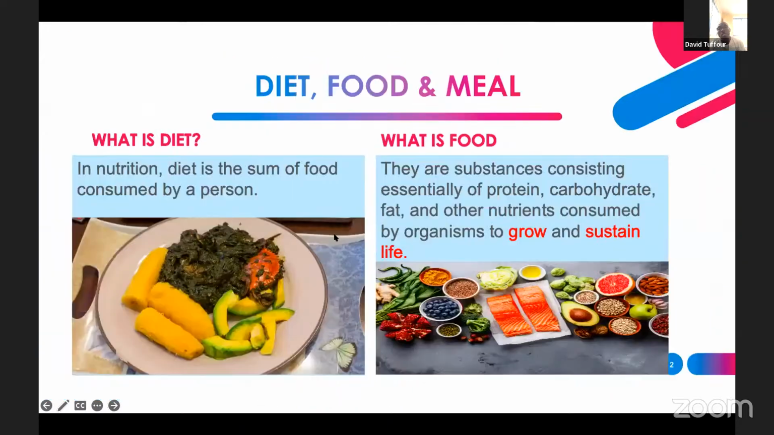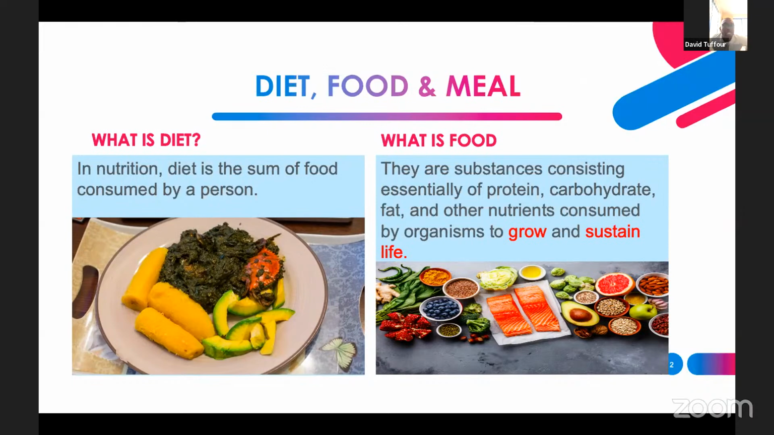I hope everybody who has joined will be able to also share with me ideas, because when it gets to a point, I'll be asking for your opinion and your ideas or thoughts about it. So without much ado, we will start talking about the first item in the topic, diet.